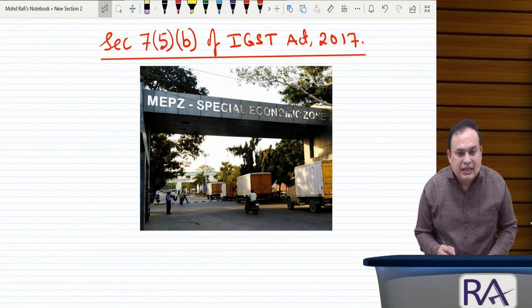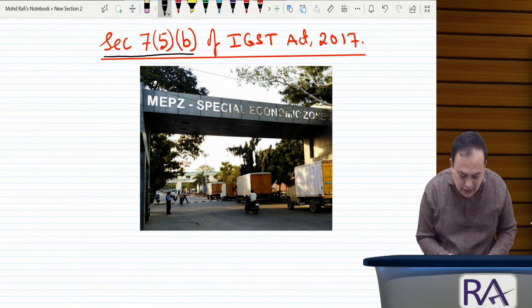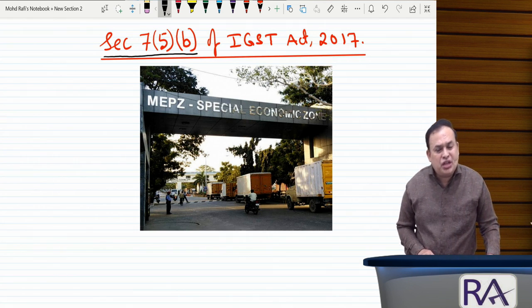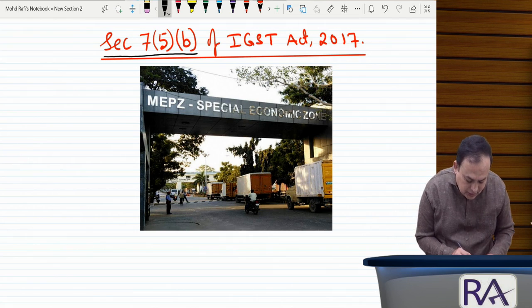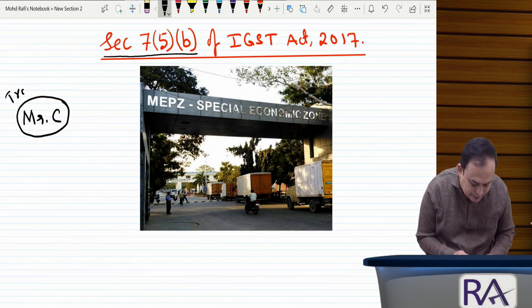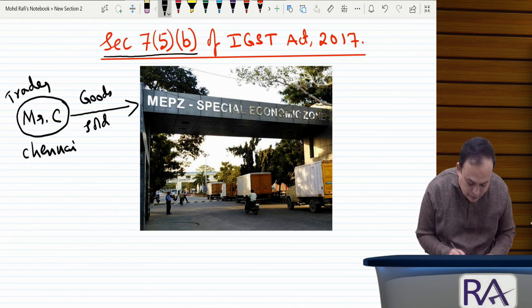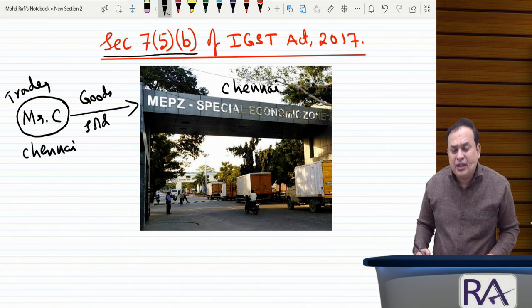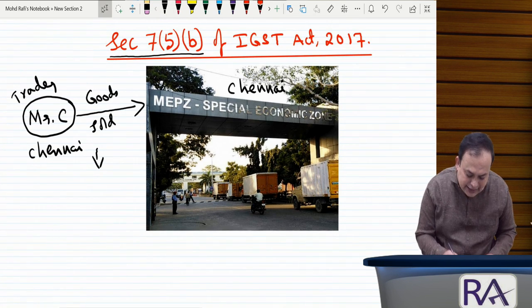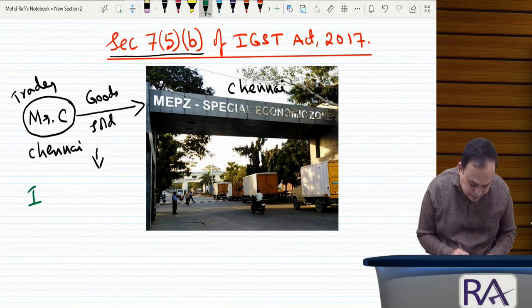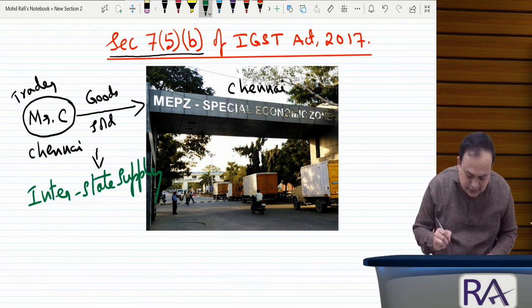Now look here, my dear sir. Referring to Section 7, subsection 5, clause B of IGST, which talks about interstate supply. For example, Mr. C of Chennai, being a trader, supplied the goods to MEPS. Goods sold from Chennai to Chennai, where the recipient is also in Chennai. If so, in that case, my dear sir, it is treated as interstate supply. Is it clear, my dear sir? Interstate supply.